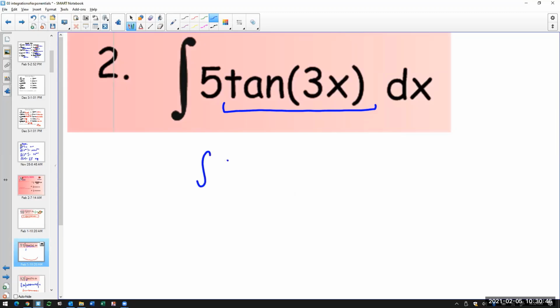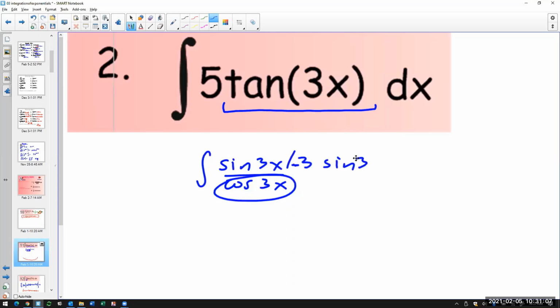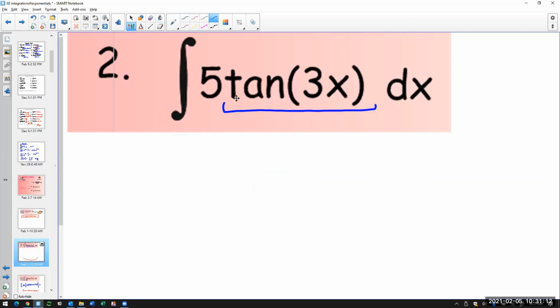Remember, tan is really sine over cosine. Tan 3x is really sine over cosine. And we said the way you get the tan formula is an ln formula. So what you do is the ln of this bottom, because really the derivative of cosine 3x is -3 sine 3x, and our sines cancel out. That's why the derivative of ln is negative.